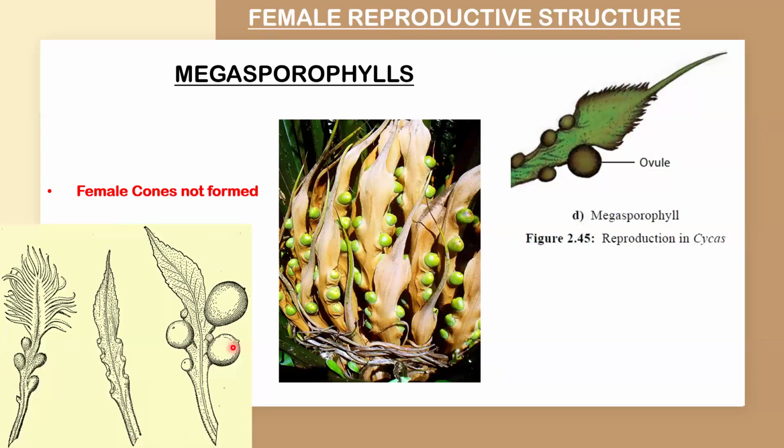Talking about female reproductive structure in Cycas. As we discussed earlier, female cones are not formed in Cycas. Therefore, megasporophylls are present individually. Megasporophylls are the female reproductive structure in Cycas, and these are not organized into cones. Instead, they occur in close spiral in acropetal succession around the stem of the female plant.